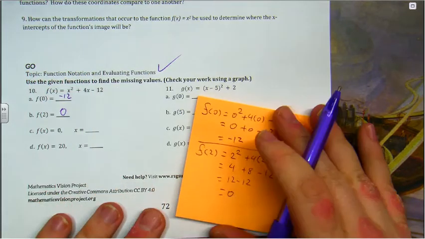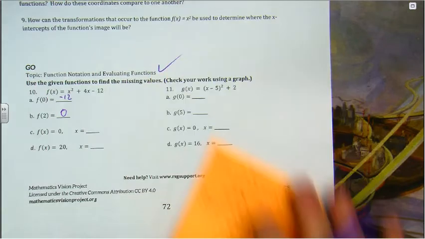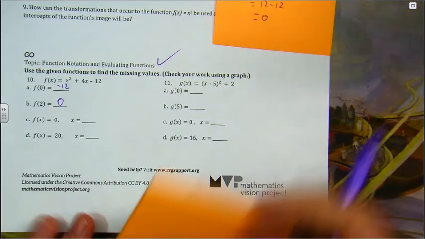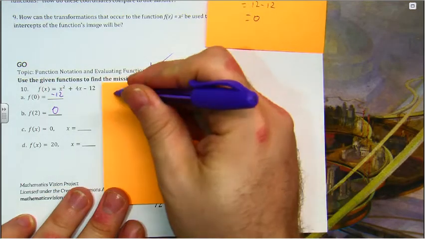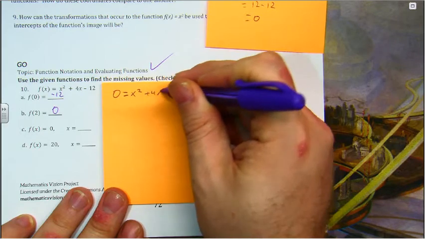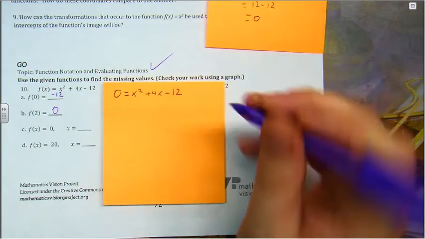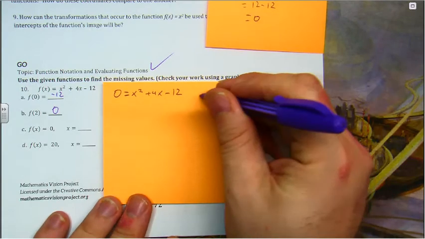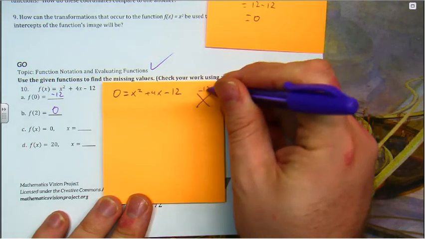Okay. Now, this one's actually kind of fun. It asks us when f of x equals 0. So when our y value is 0. So when 0 equals x squared plus 4x minus 12. Now, when we're looking to find our zeros, the easiest way to find our zeros was factored form, if that works. Otherwise, we need to do vertex form and solve. Looking at this, it appears that we can factor this, right? We can do what two numbers multiply to negative 12 but add to 4.